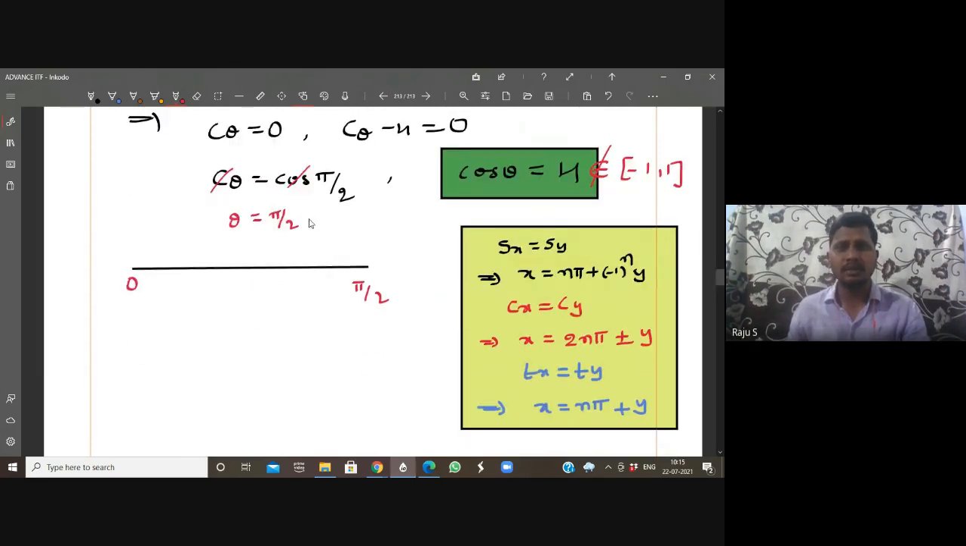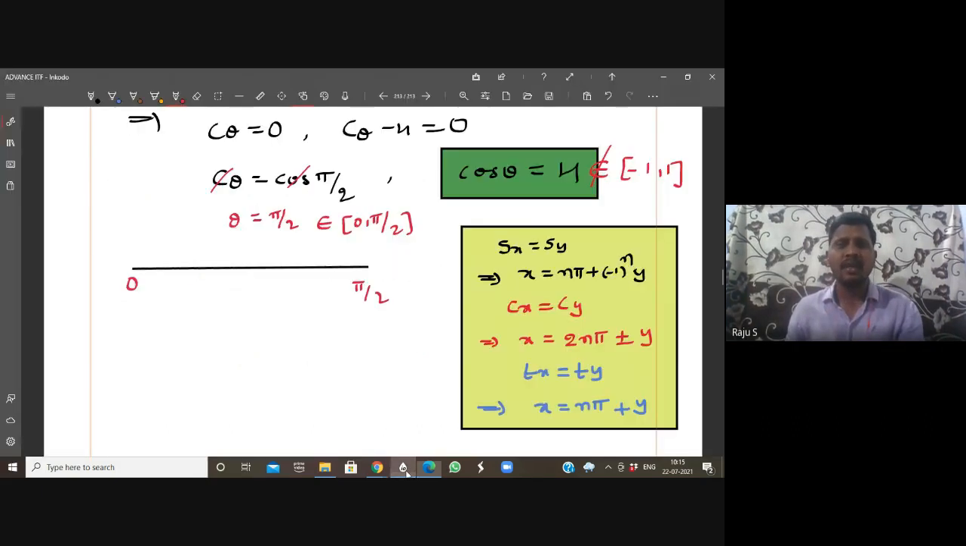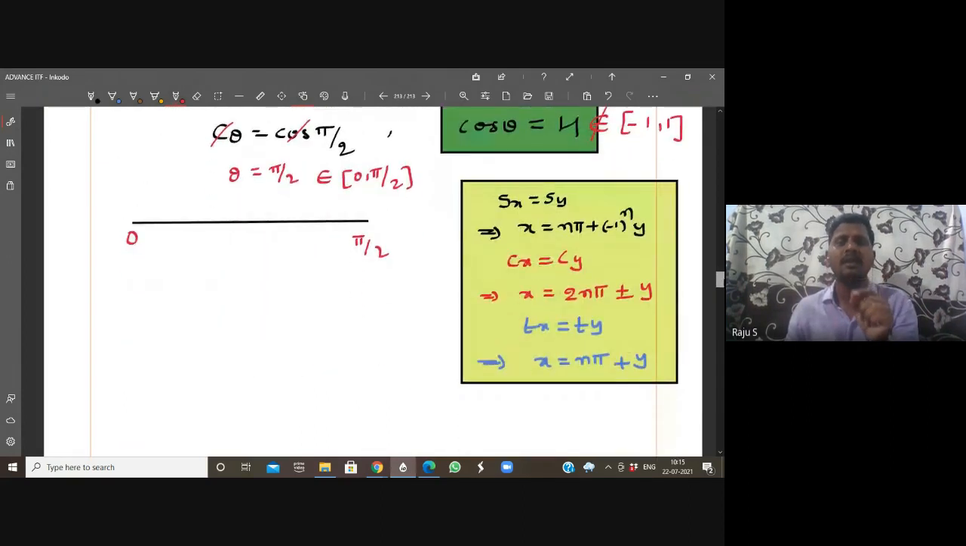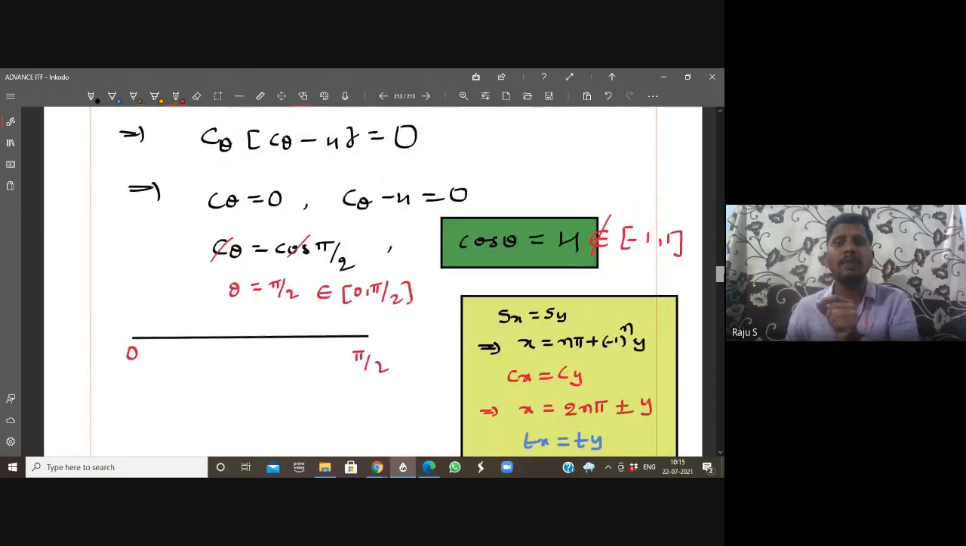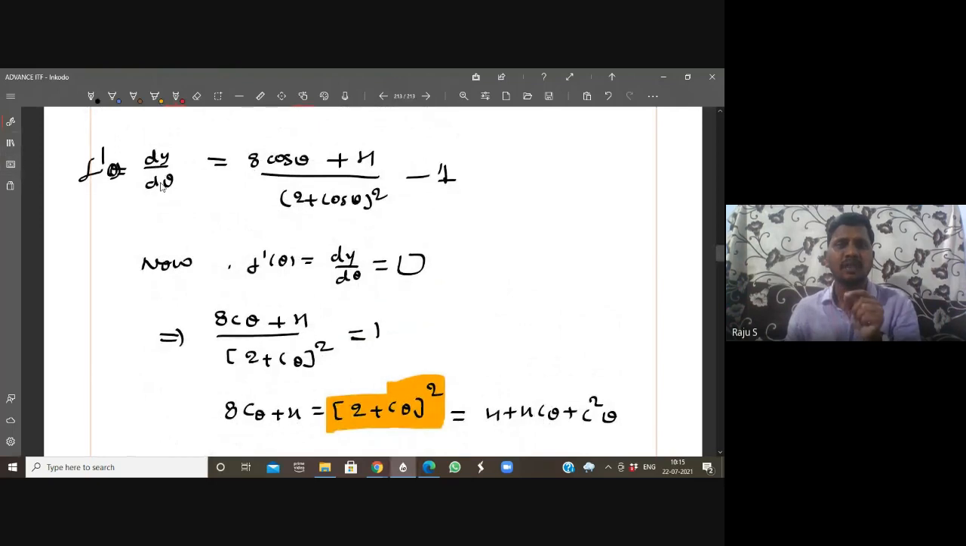Here the critical value clearly belongs to the closed interval 0 to pi by 2. But observe the question. What are they asking? Prove that it is increasing in the given interval. So when I equate to 0, we got the critical value, and it clearly belongs to the given interval. Also in 0 to pi by 2, we have to check whether f dash of theta, meaning dy by d theta, is greater than 0 or not. For that, I am going to check it.